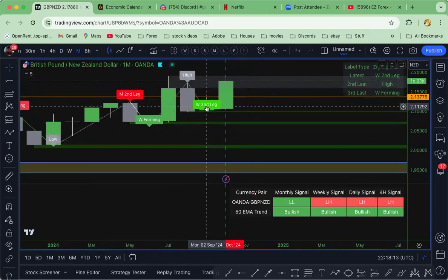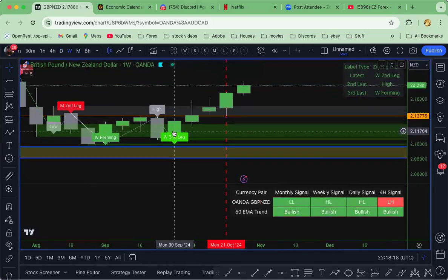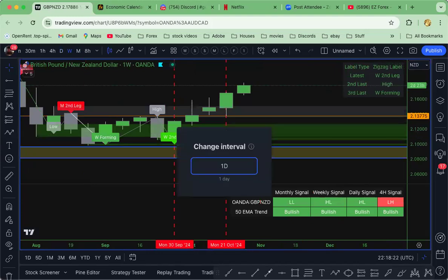Monthly time frame. The second leg of an M. You go to the weekly time frame. The second leg of an M has formed here. You understand? Now you go to your daily time frame.